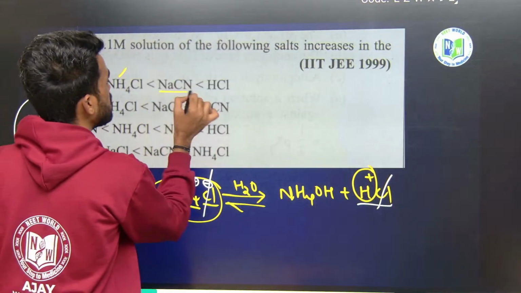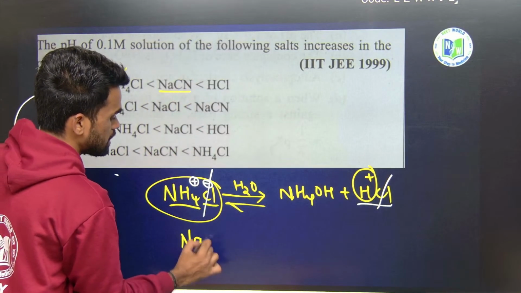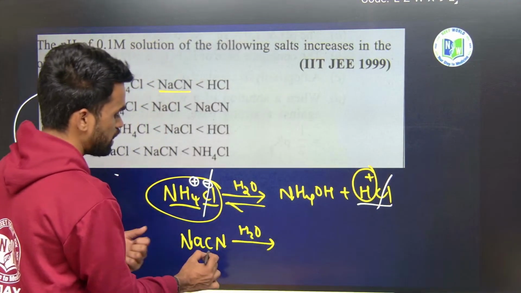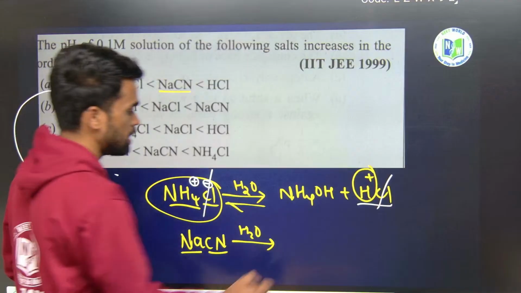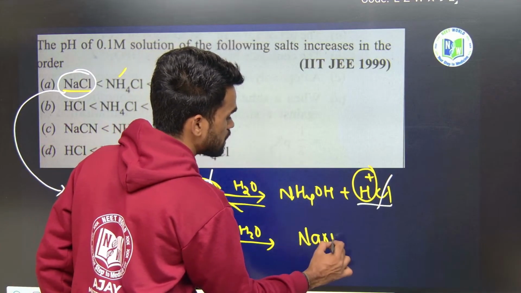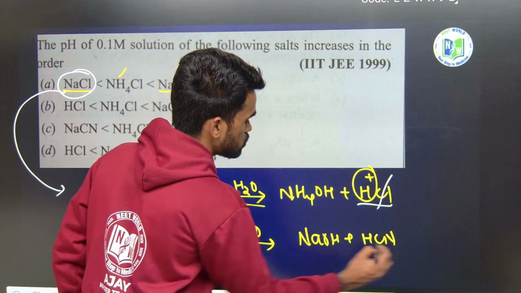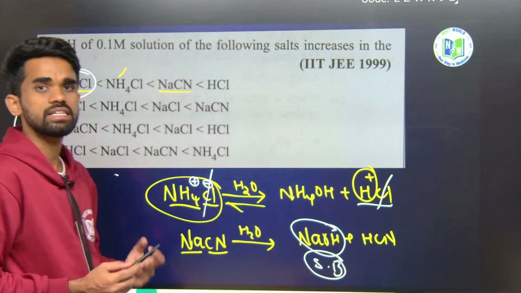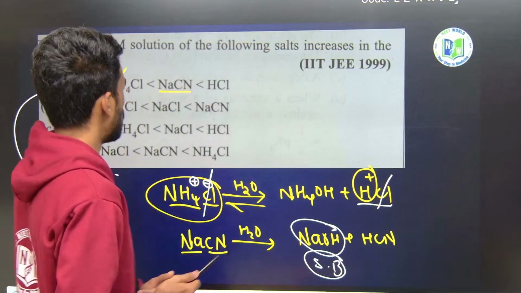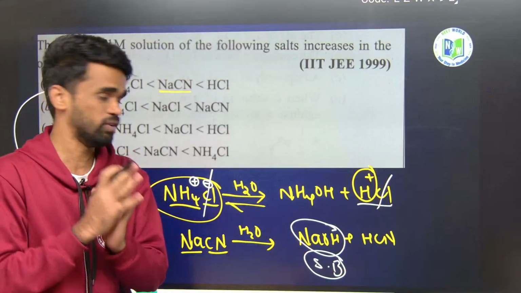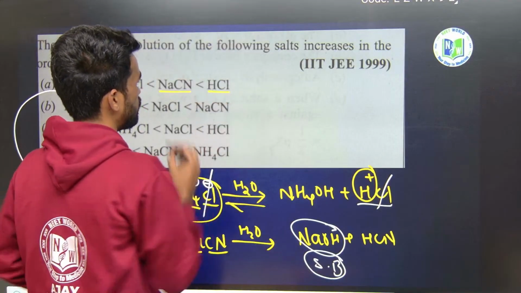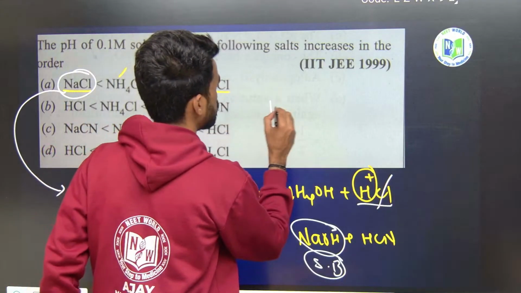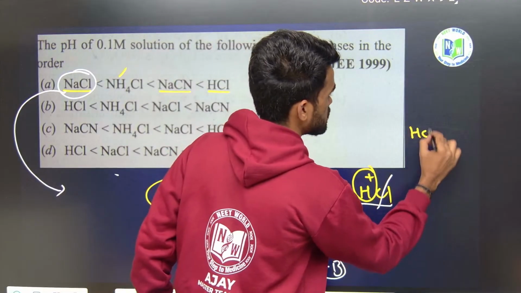And here, NaCN. NaCN is a salt formed from what? It is formed from a weak acid and a strong base, like NaOH and HCN. NaOH is a strong base, so it makes the resultant solution basic. Therefore, pH for basic solutions will be high, we know that. And HCl, we know, is a strong acid, and the lowest pH is for this strong acid. So lowest is for HCl.